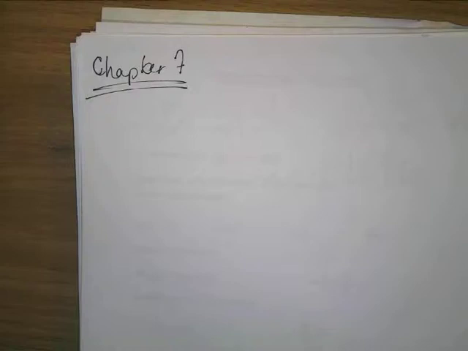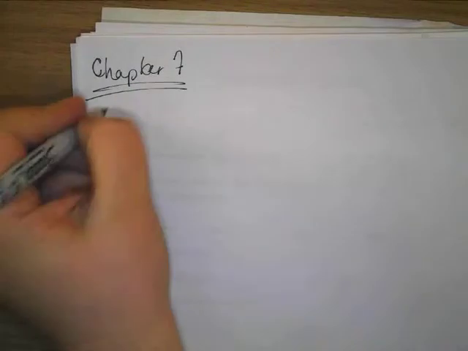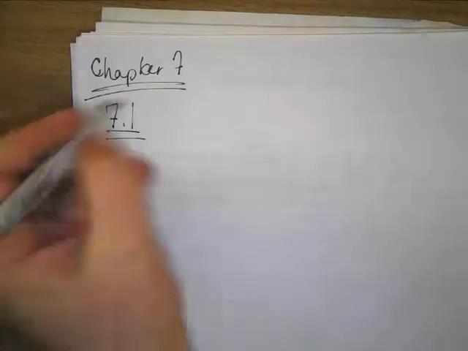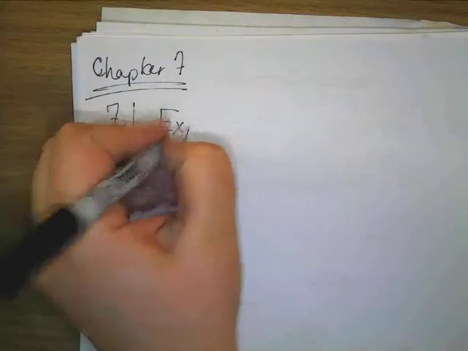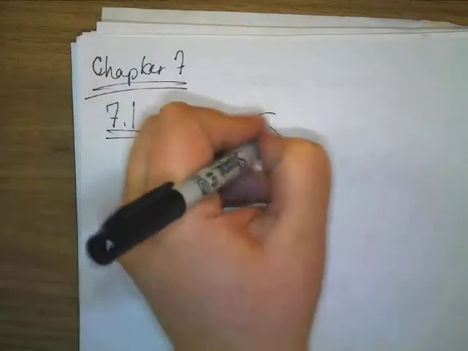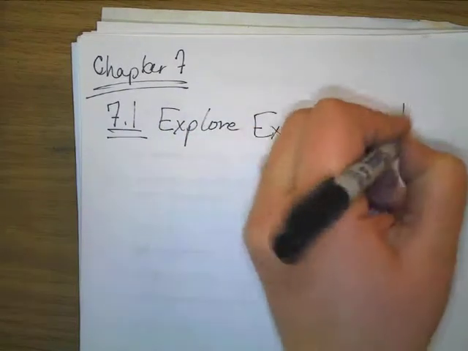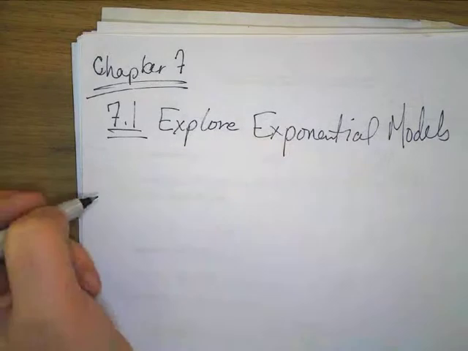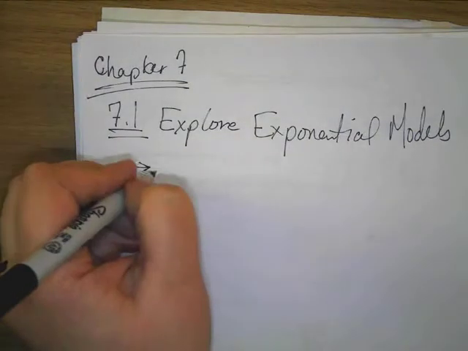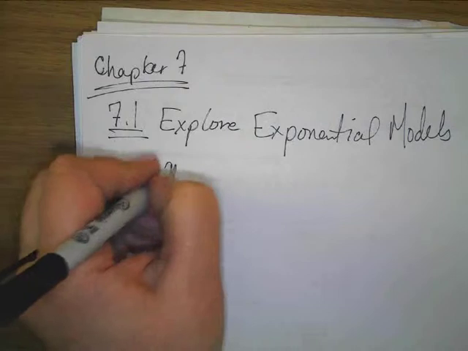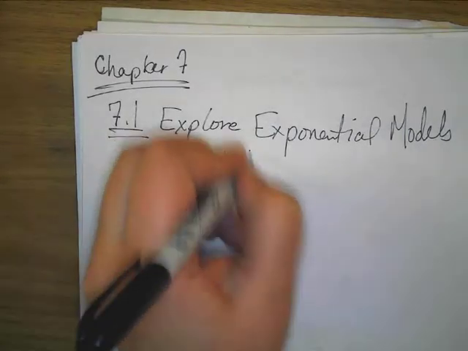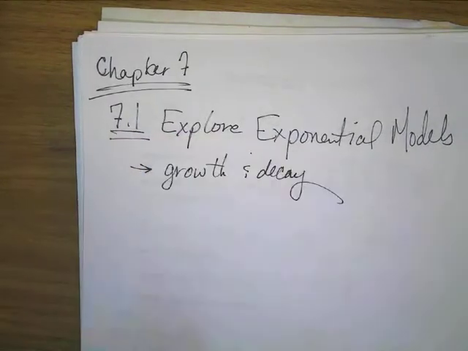So, this is where we're starting. Today in 7.1, we are going to explore exponential models. And what we're really going to focus on today are what they call exponential growth and decay models. Growth is when things get bigger. Decay is when things get smaller. That's what we're going to truly focus on today.